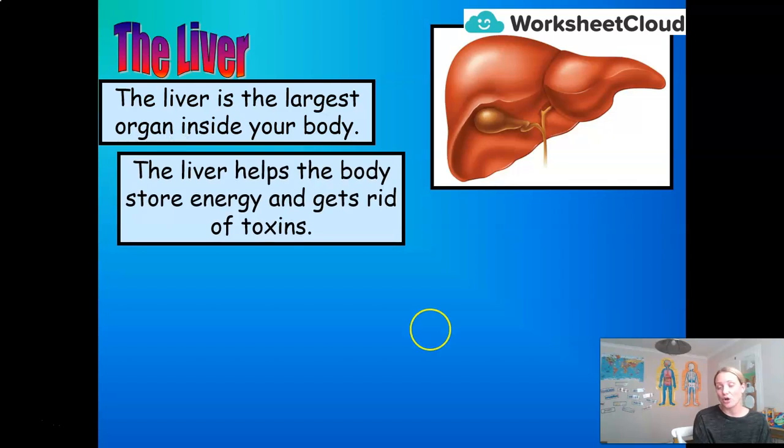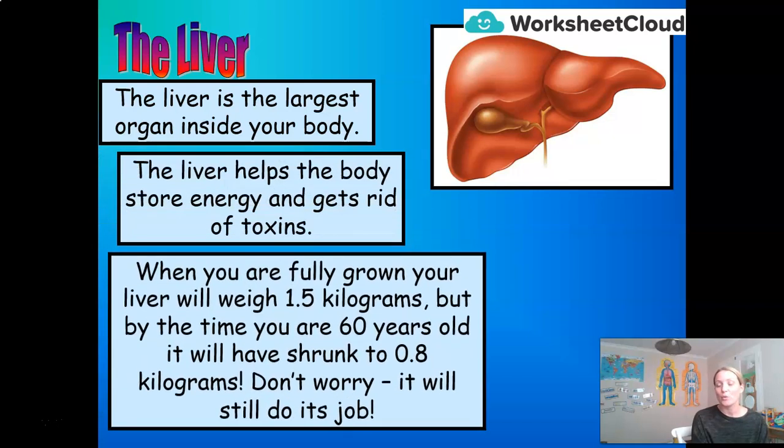The liver's job is to store energy, but it also gets rid of all the toxins that we take in as part of our daily life. When you are fully grown, your liver can weigh up to about 1.5 kilos, but by the time you're 60, it will have shrunk to about 800 grams or 0.8 kilograms. Don't worry, it still does its job.